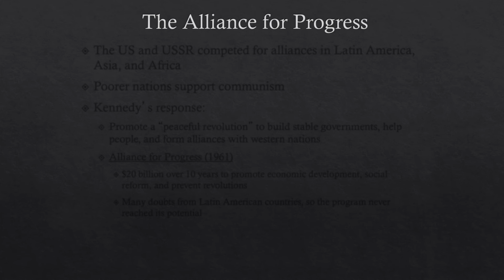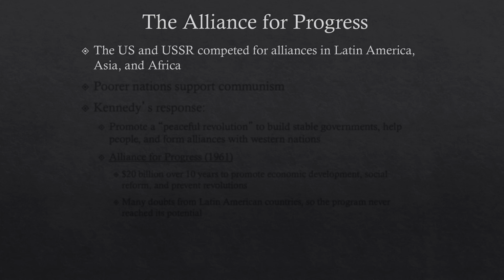Okay, the next two topics are organizations that Kennedy proposes. The first is the Alliance for Progress. The United States and the Soviet Union had been constantly competing for alliances, specifically in third world nations. Communism thrives on chaos. Countries that are in chaotic states tend to flock to communism because they feel that communism will protect them and make them better.